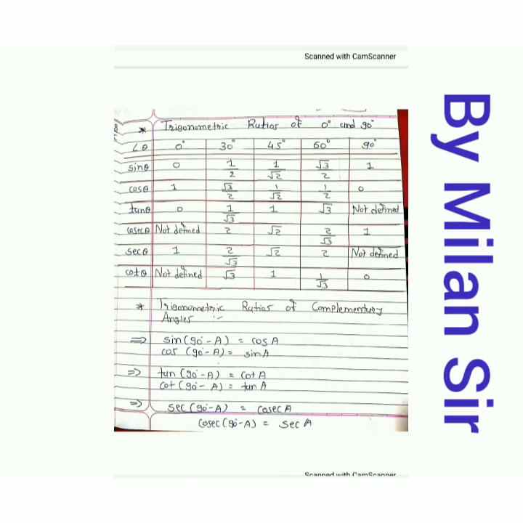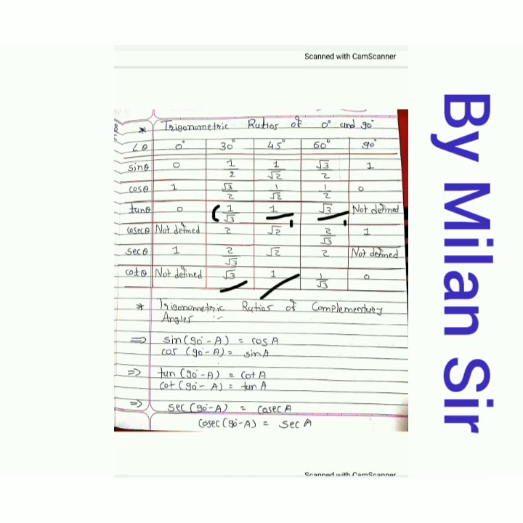Same thing for cot theta. Just take the inverse of tan. So here you can write 0 by 1. Now take the inverse, that means 1 by 0. So not defined. Right? For 30 degree, change the numerator and denominator. So you get under root 3 by 1. No need to write 1 in the denominator. So under root 3. Now here 1 is present. 1 by 1, it is the same, 1.